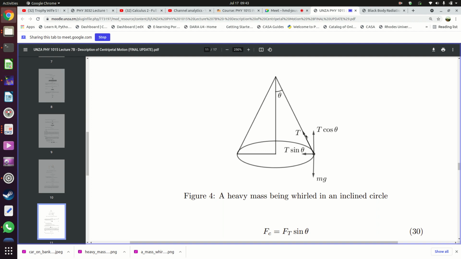So this is your rope. It's going to be like this. Then your mass is going to go in a circle like that. Is this clear? So that is the circular path in which your mass is going to go. With the vertical here, the string or the rope is going to make an angle theta.